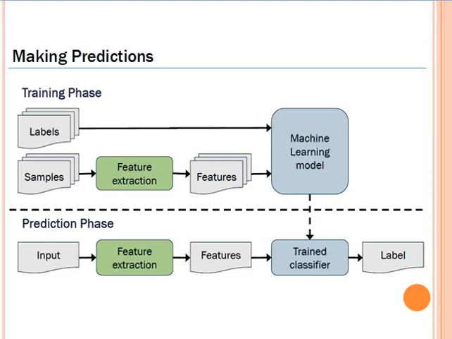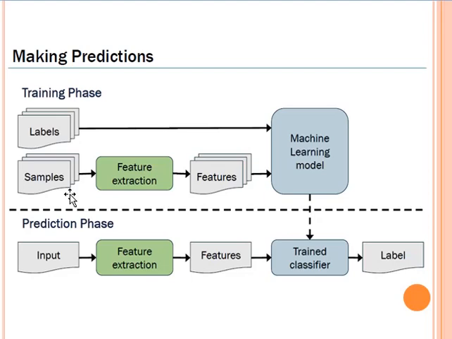Now, this is a pipeline or a flow diagram of a supervised learning algorithm, right? Initially we have some samples here. These samples means that we have a data set, and in that data set we have selected a portion of samples as our training samples, right?